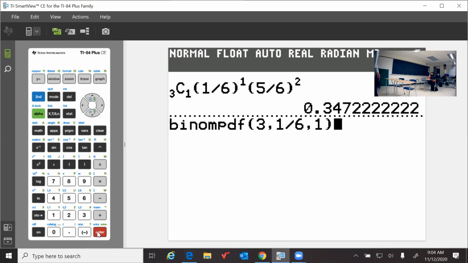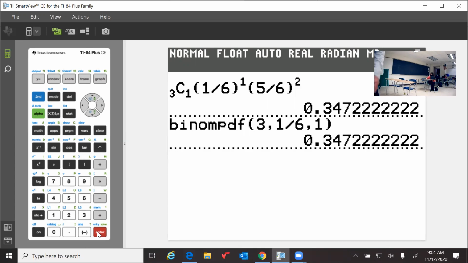So if you have an older calculator, you have to know what this prompt is. If you have the older version, you're just getting this, open parentheses. You have to put in there trials, comma, probability of success, comma, how many successes. Same answer.